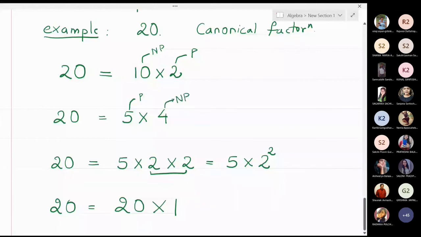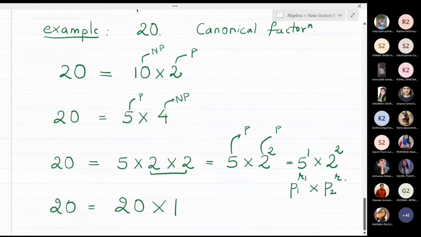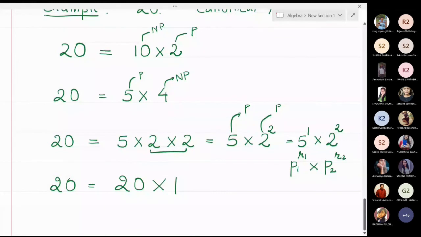Similarly, in the third case, what is happening? 5 is a prime number and 2 is also a prime number, and there is a power. So this is 5 raised to 1 multiplied by 2 raised to 2. So this is p1 raised to r1 multiplied by p2 raised to r2, where p1 and p2 are prime numbers. So this looks like the canonical factorization. Why is the last factorization not a canonical factorization? Because 1 is not a prime number. All of us know that 1 is not a prime number. 1 is not a composite number either. 1 is neither prime nor composite. And 20 is also not a prime number. So this is not a canonical factorization.